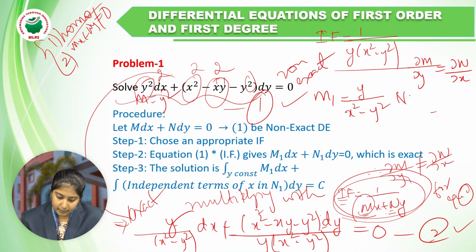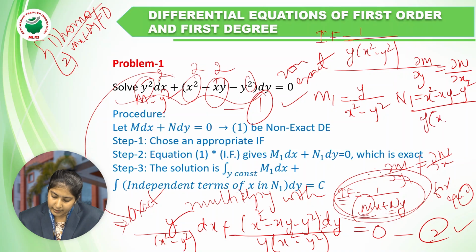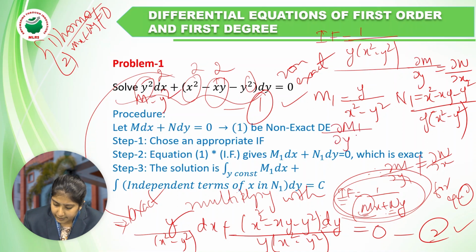And what is my N1? It is (x square minus xy minus y square) by y into (x square minus y square), right? Now you check whether it is exact or not: dou M1 by dou y. Okay, we will go to the next slide and do that.